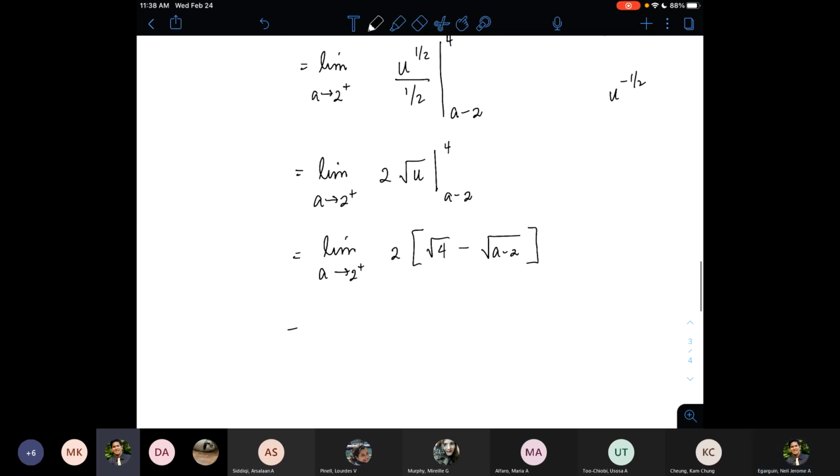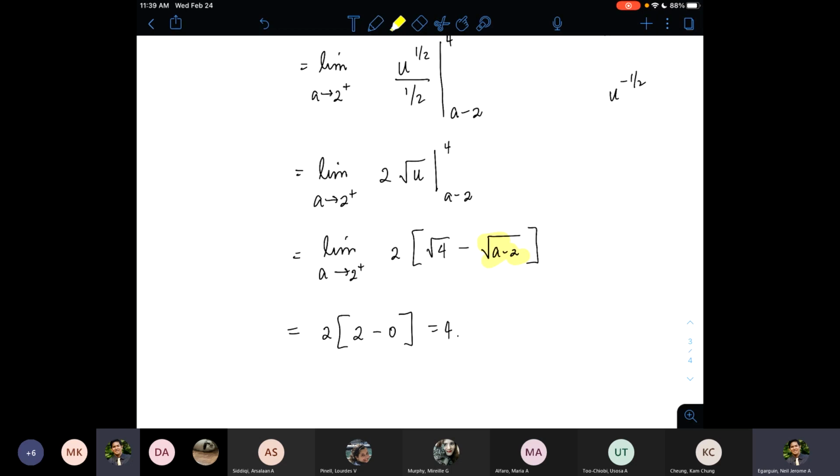Good. And then I'll evaluate the limit now to remove the value a. The constant 2 will still be here. Root of 4 is equal to 2. But what happens to this term when a approaches 2 coming from the right? Well, the radical function is continuous for any number to the right of 2, so we can simply plug in a equals 2. So we get 0 there, and we get the answer 4.